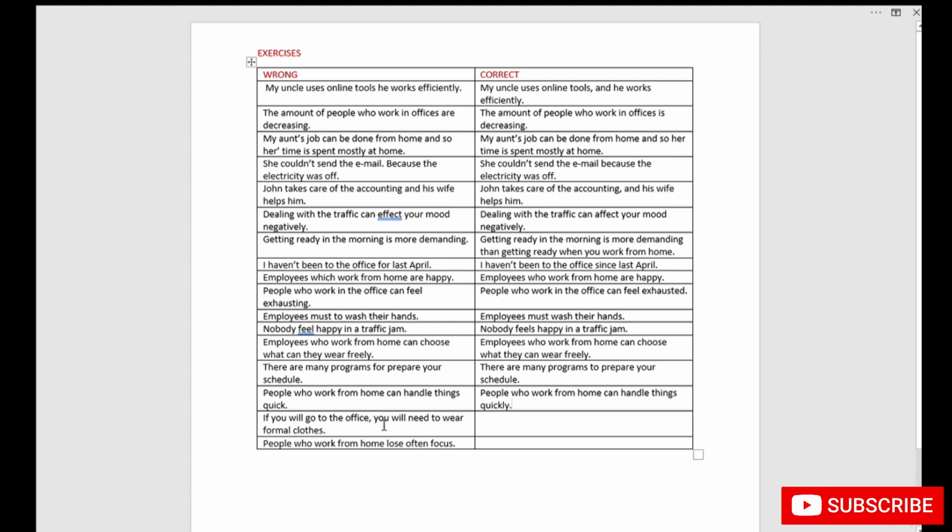And the next one, "if you will go to the office, you will need to wear formal clothes." Remember that we cannot use will twice in these kind of sentences. So the correct version is if you go to the office, you will need to wear formal clothes. And the next one, and the last one, "people who work from home lose often focus." And the correct version is people who work from home often lose focus. So, in this video, we looked at some wrong sentences and the correct versions, and it was an exercise for you. I hope it is helpful for you to understand the commonly made mistakes.